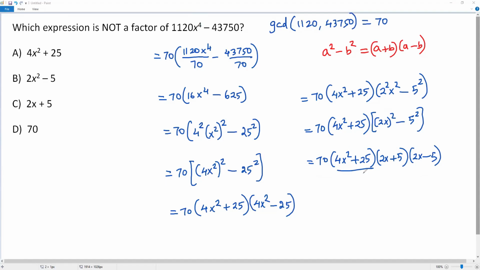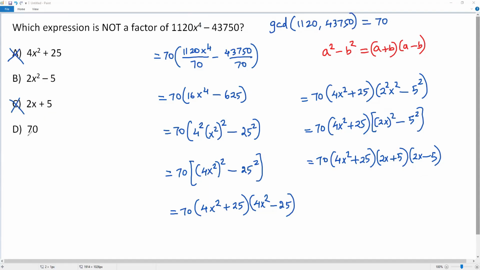Okay, I find this one in answer choice A. So this 4x square positive 25 is a factor of this expression. But our aim is to find the one which is not a factor. So we can reject answer choice A. And also, I don't find this 2x square negative 5 in the factors of the given expression. I think answer choice B must be true. Anyways, let's verify the remaining answer choices. In C, we have 2x positive 5. We find 2x positive 5 as one of the factors. So we can reject answer choice C.